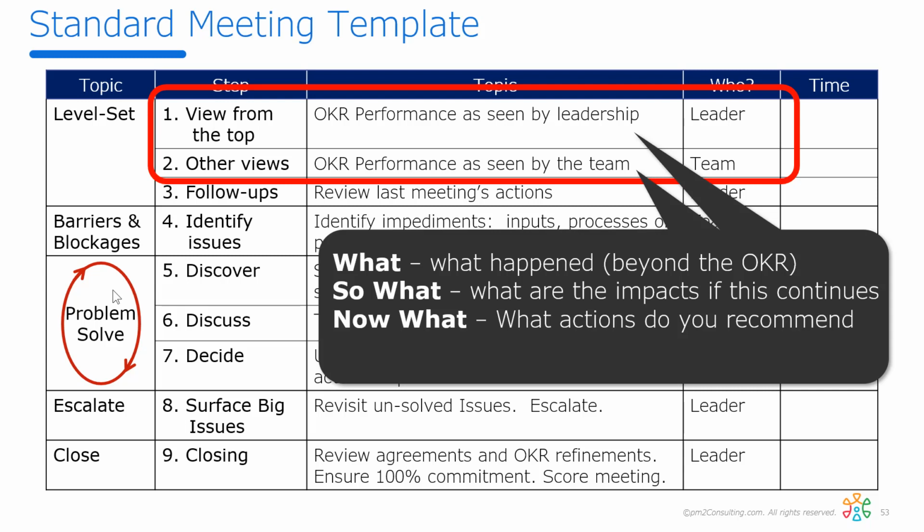What is what happened? Now, don't just look at the OKRs and the performance, but what's the underlying thing that caused that performance? So what? What happens if this performance continues for the next 6 weeks, 6 months? And then now what? What are the actions that you recommend that we take? And this is a wonderfully simple way of helping people understand overall what's occurring without drilling into a huge amount of detail.